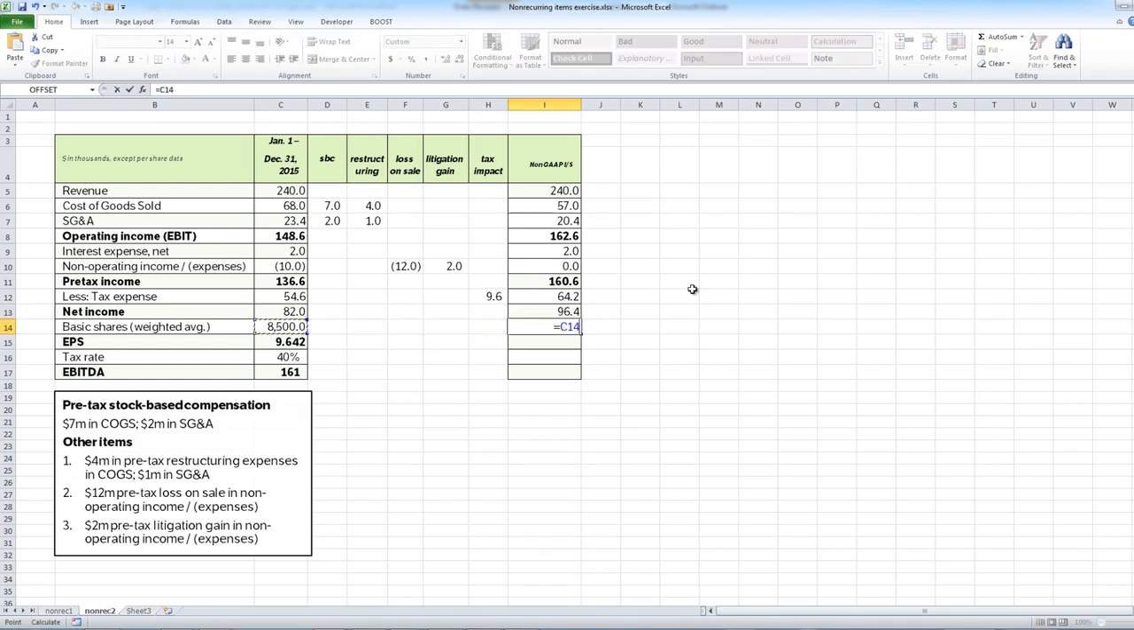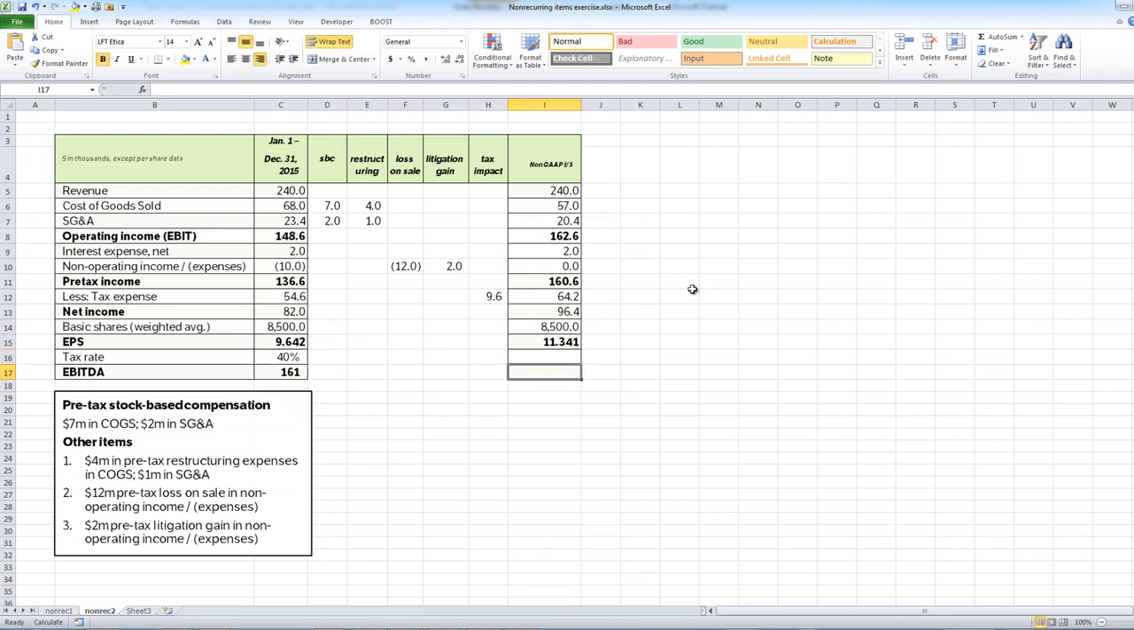Nothing in this case affects basic shares outstanding. So that EPS, and let me just adjust the denomination so that EPS makes sense, is $11.34. Compare that to the GAAP-based EPS of $9.64.